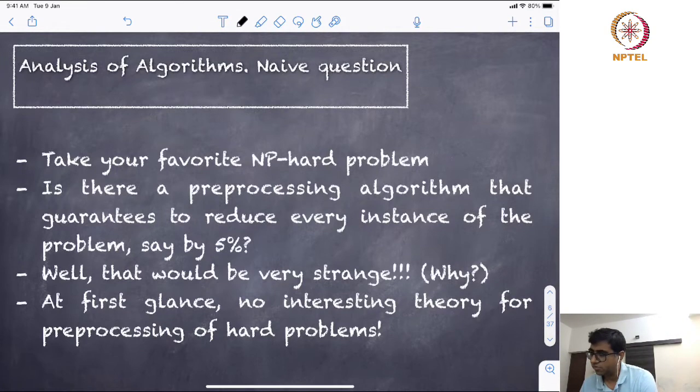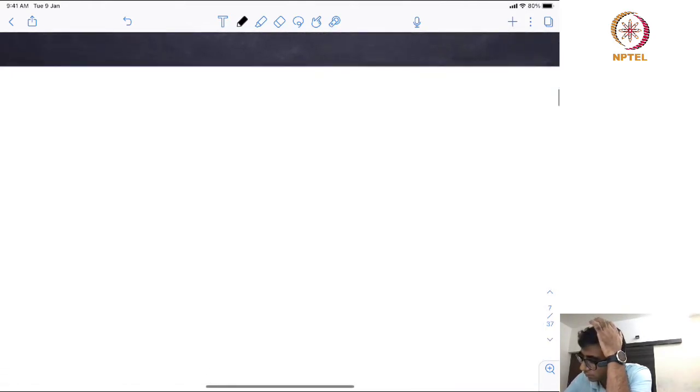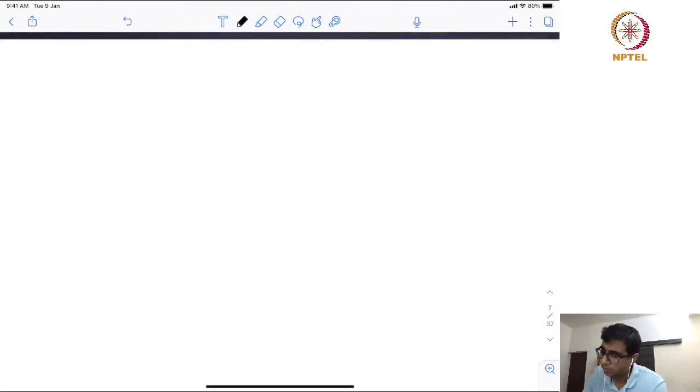But what we are interested in is, in terms of analysis of algorithms, some naive question. Suppose I take my favorite NP-hard problem, and I ask, is there a preprocessing algorithm, a polynomial time algorithm, that is guaranteed to reduce every instance of the problem by, say, 5%? Let us see what happens if we had such an algorithm. For example, look at our vertex cover.